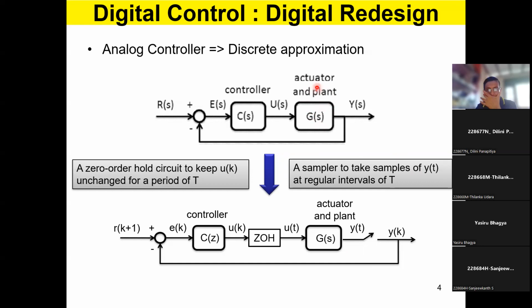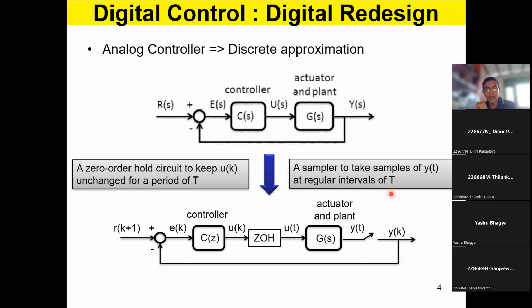Now here you can see the plant and the actuator. We model them together using a differential equation, right? It is still there, G(s). The plant remains unchanged, okay? But we put a sampler here, right? On the response side of the plant, we have a sampler, which will give you samples like Y_k, at regular intervals of T.